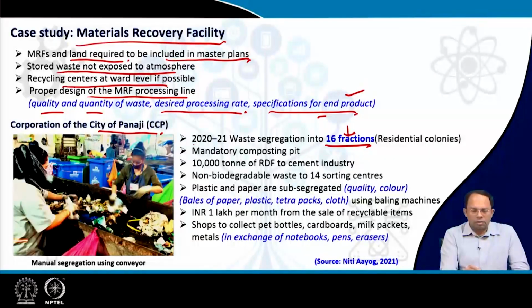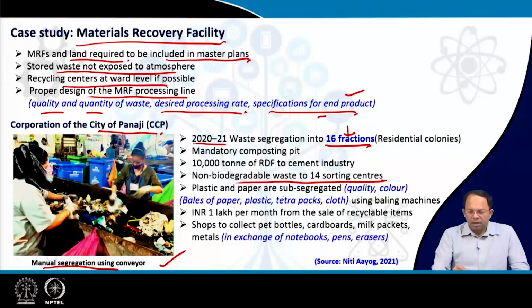So from 2021 they have started dividing the waste into 16 fractions, and out of this the non-biodegradable waste is sorted in 14 sorting centers. As you can see over here, manual segregation is being done, but we are using a conveyor belt. The waste is first loaded into the conveyor via some hopper, and then from the conveyor belt people can pick up the waste which is to be recycled.